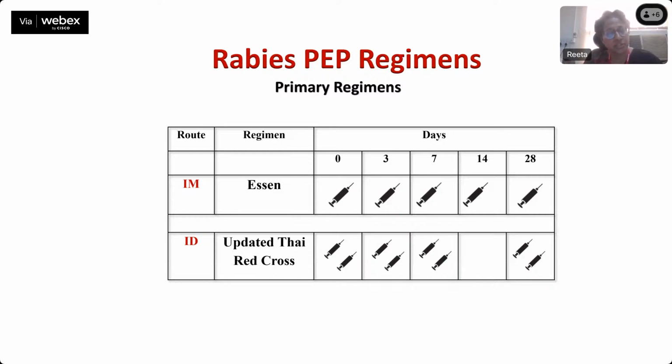So the intramuscular regimen used in India is the Essen regimen, which is 5 doses of the intramuscular vaccine, a single dose given on days 0, 3, 7, 14, and 28. The ID regimen which is used is the updated Thai Red Cross regimen, which consists of intradermal vaccination at 2 sites on days 0, 3, 7, and 28. So please remember, these are the IM and the ID regimens for post-exposure prophylaxis used in India when it is a primary regimen, which means in patients who have never taken any rabies vaccine prior.